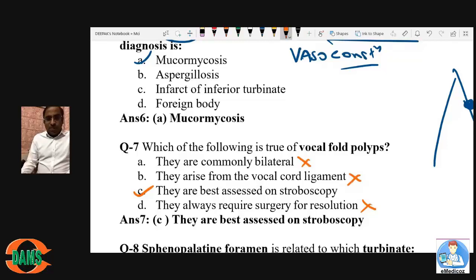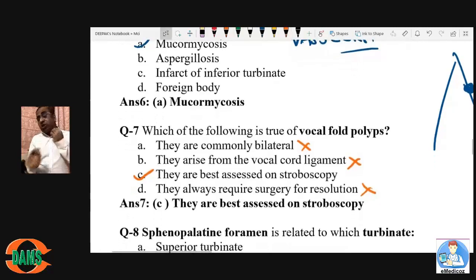Coming to the next one, the sphenopalatine is related to which turbinate? It's a nice question. I have 2 MCQs in the nasal cavity. Which structure is at the posterior end of the inferior turbinate, and which structure is at the posterior end of the middle turbinate?